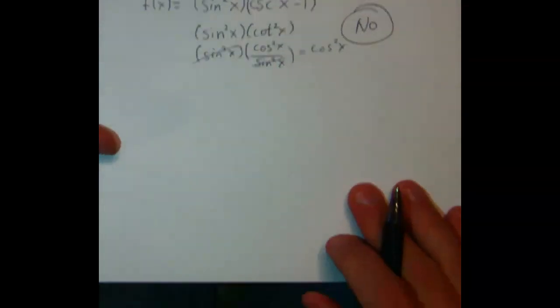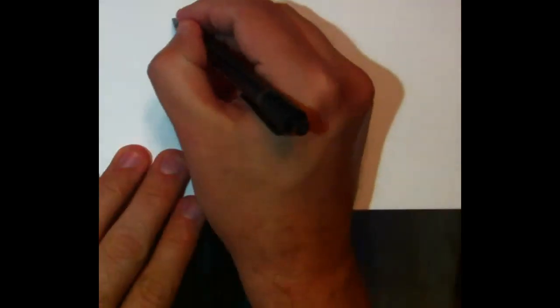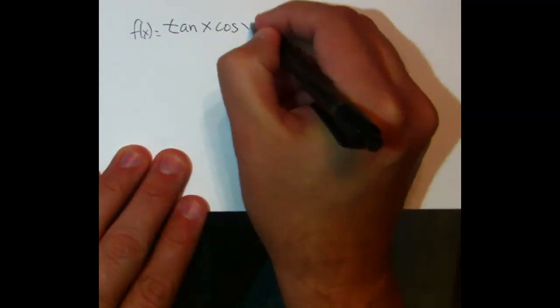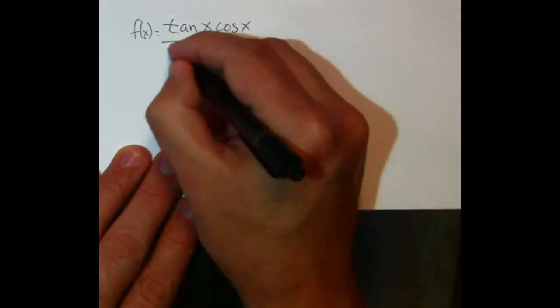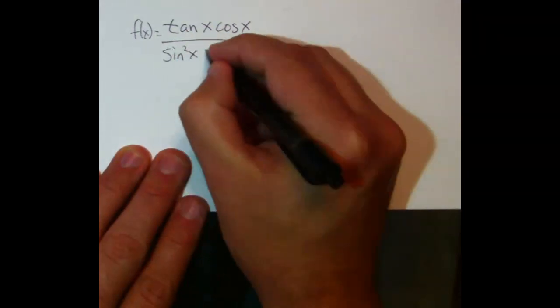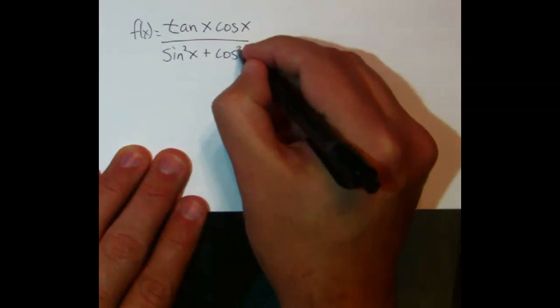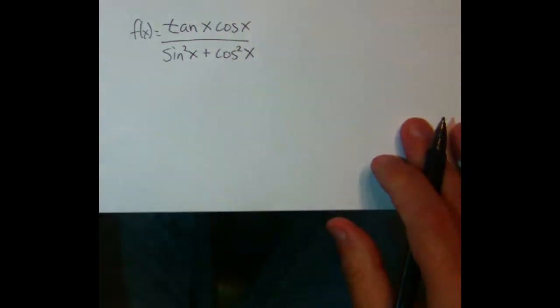Alright, let's do one more example just to make sure everybody understands what's going on. And then I'll give you your assignment. Let's say we have the function of x is equal to tan x cosine x over sine squared x plus cosine squared x. Now we got to be really careful with this one because there's a lot going on.